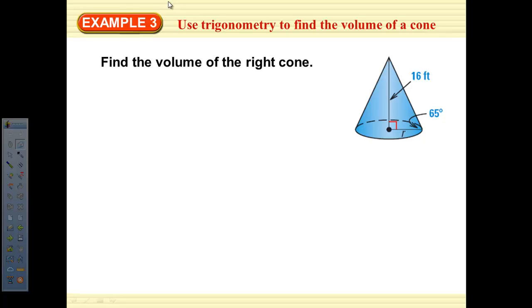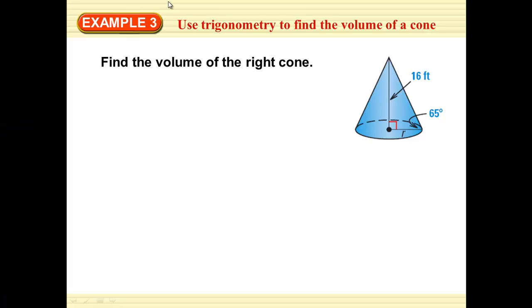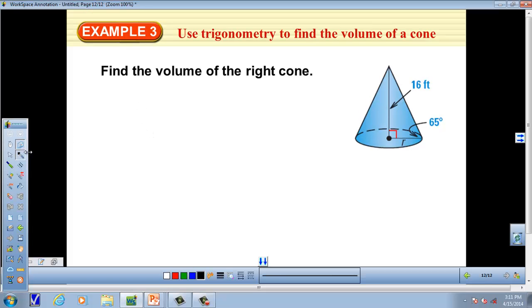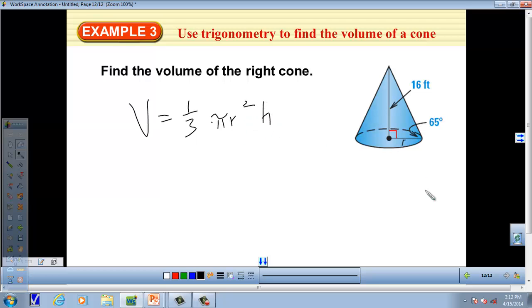Okay, in this new problem, we're still going to be finding volume for a cone, but we're going to have to use trigonometry to find the volume. Our formula will be the same: 1/3 times the area of the base, pi r squared, times the height.